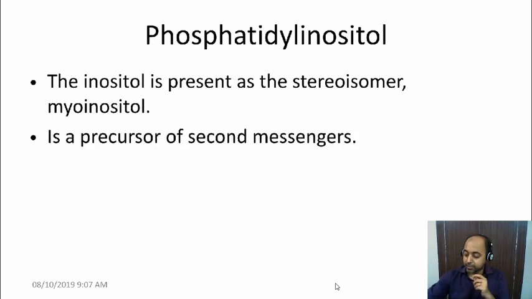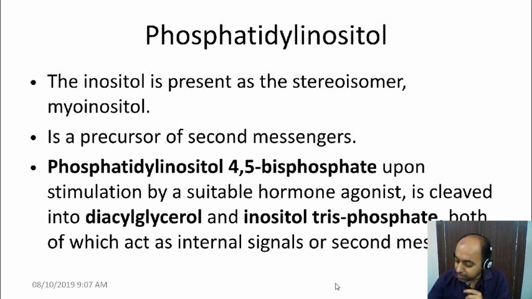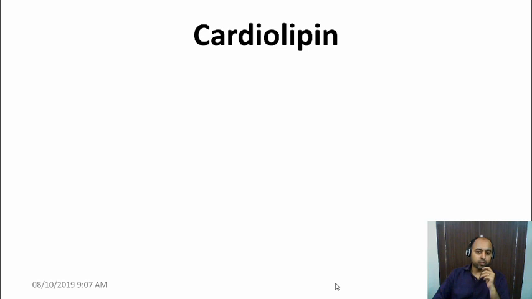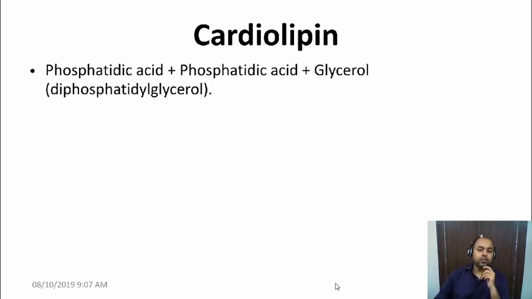So, like I said, precursor of second messengers, the IP3 and the diacylglycerol generated from the phosphatidylinositol. Then two very important molecules which at first look may not appear to be glycerophospholipids. First is the cardiolipin. Cardiolipin, if you look, is made up of two phosphatidic acids attached to the glycerol.